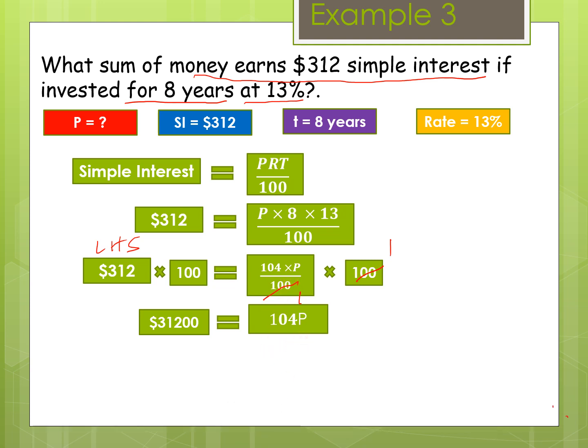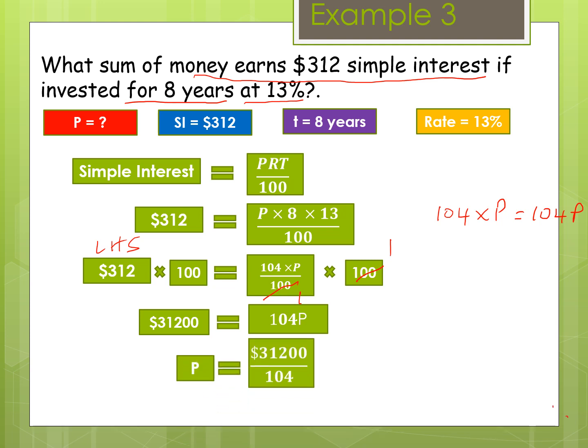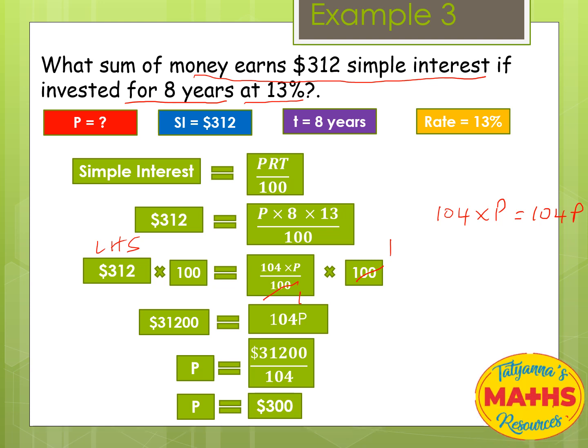So we understand that 104 times P is the same as saying 104P. Then we're going to make P the subject, and we're going to divide 31,200 by 104, which is going to give us a principal of $300.